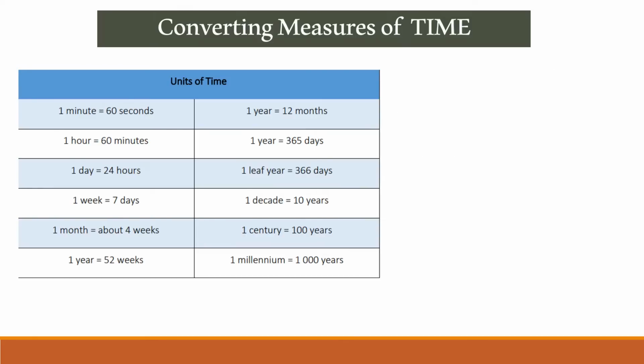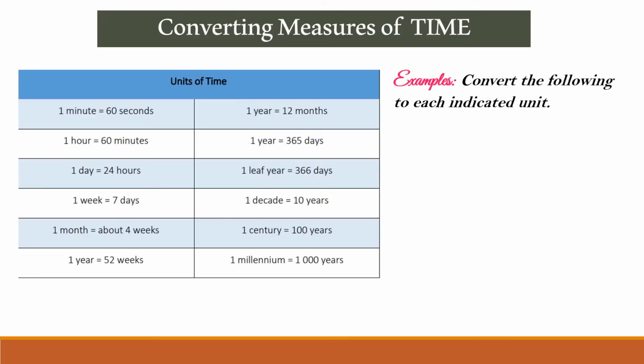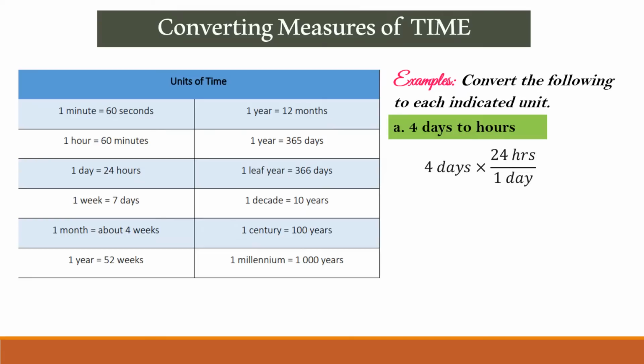In this table, you can see some of the common measurements or conversions that we use for measures of time. We use those to solve our examples. So for example A, we are going to convert 4 days to hours. So we know that 1 day is equal to 24 hours. So we just write our given 4 days, and then our unit fraction is 24 hours over 1 day.